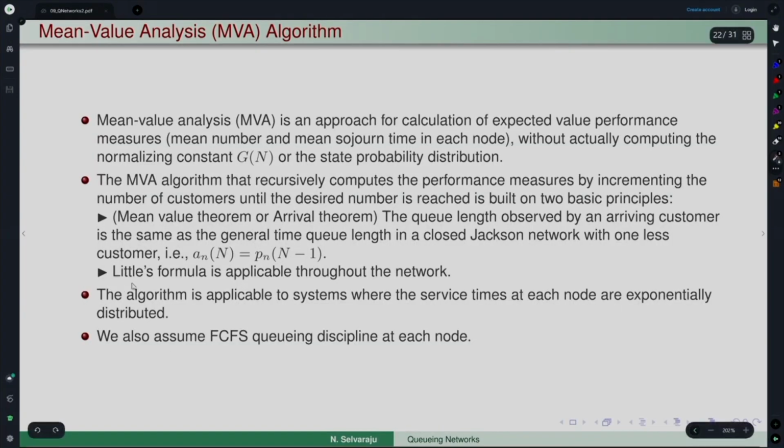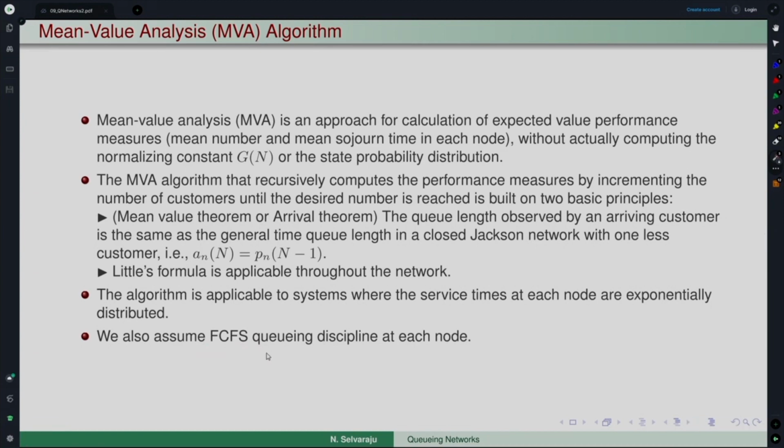That's what we assume. So, it's happened. But basically these are the two principles on which the algorithm is built. But one has to be careful: this algorithm is applicable only to systems where the service times at each node are exponentially distributed, and each node follows the FCFS discipline.